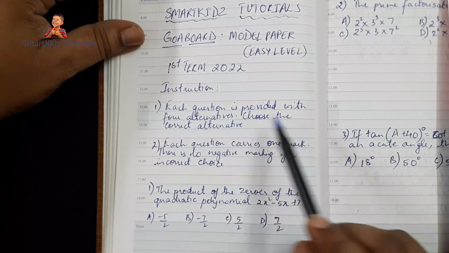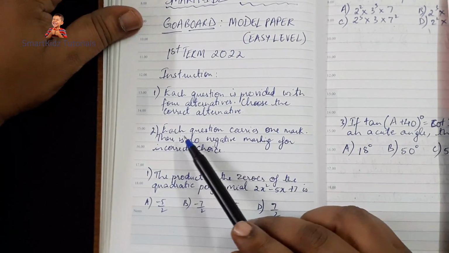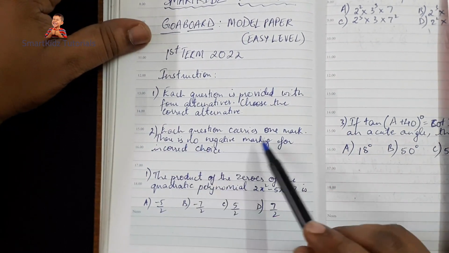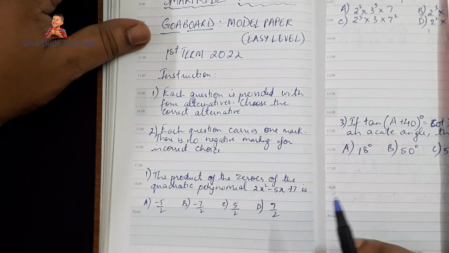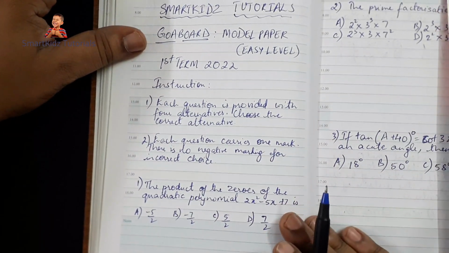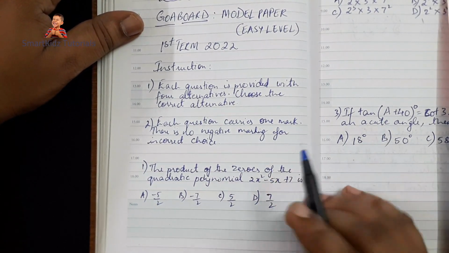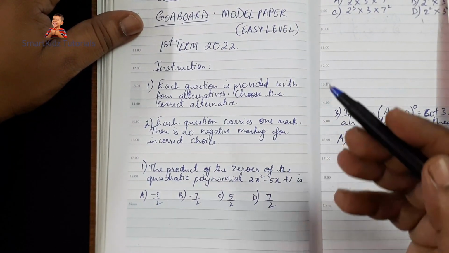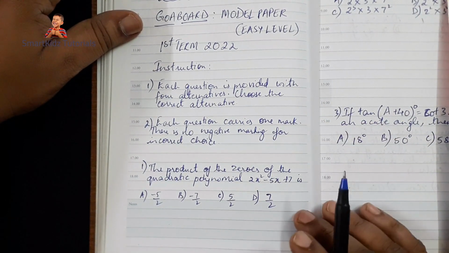Each question is provided with 4 alternatives. Choose the correct alternative. And the second instruction says each question carries 1 mark. There is no negative marking for an incorrect choice. So there are a total of 40 questions, 40 marks, and the duration would be an hour. If it is extended, they would let you know about it.